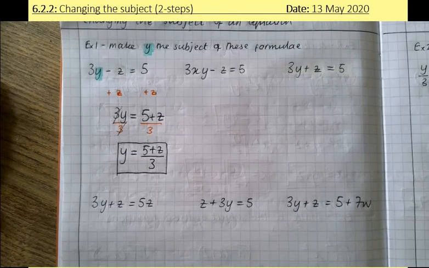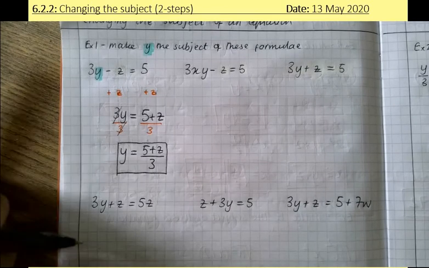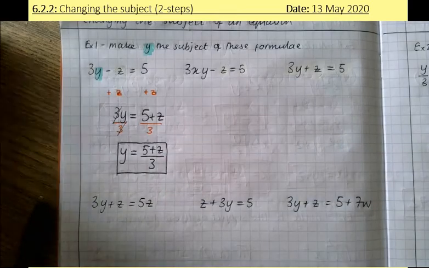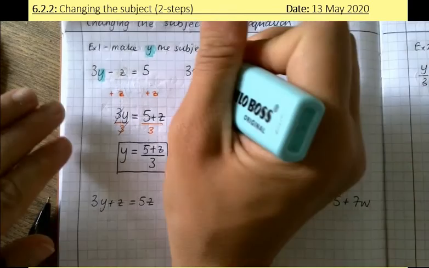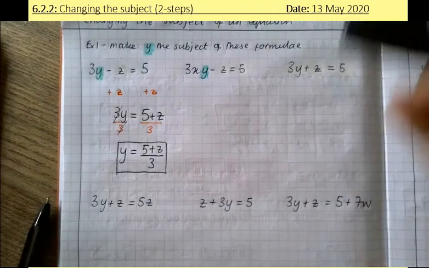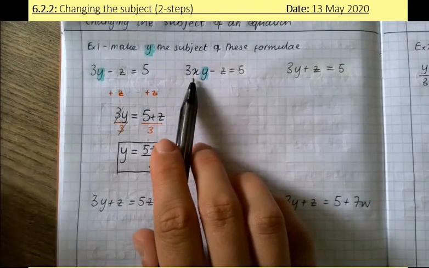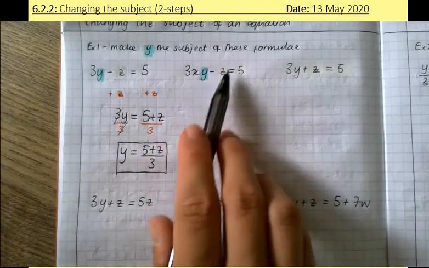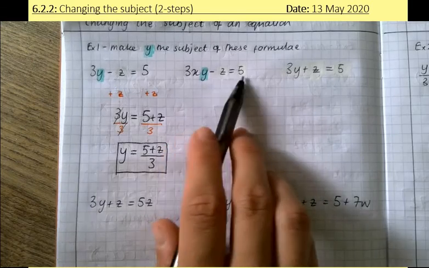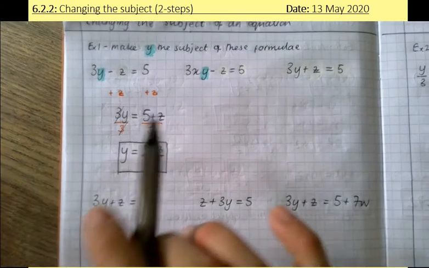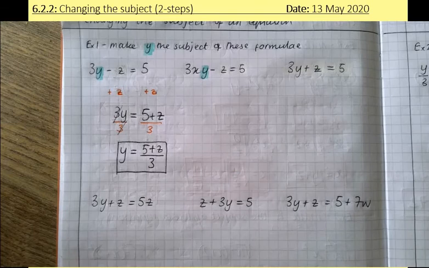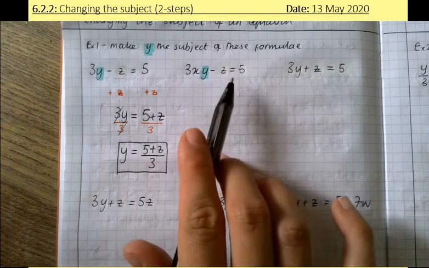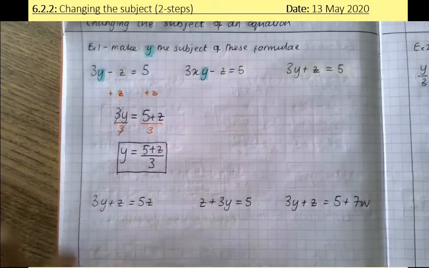So in the next example, similar, I want to make y the subject and y is sitting over here. And this time y is being multiplied by 3x and then z is being subtracted from that. This is all equal to 5. So we're going to do the same thing as before. We're going to work in the reverse order of BIDMAS in order to slowly get the y by itself.